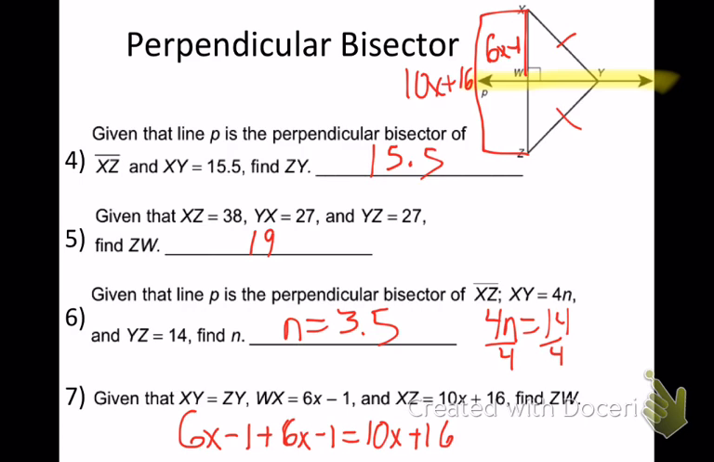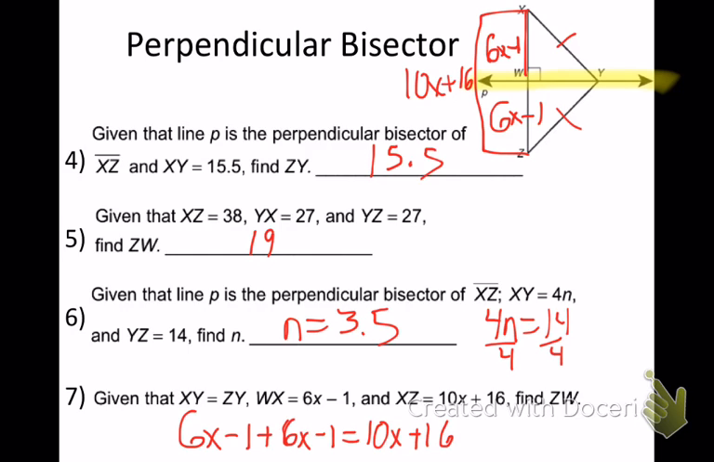Tell me about that, Katie. Why did you do that? Because it says WX is equal to ZW, so if you add them together. Does everybody agree these two sides have to be the same right here in the middle? So everybody agree this one has to be 6x minus 1 as well? If we have the whole segment, the two-part ones add up to the whole, right? So 6x minus 1 plus 6x minus 1 equals 10x plus 16.